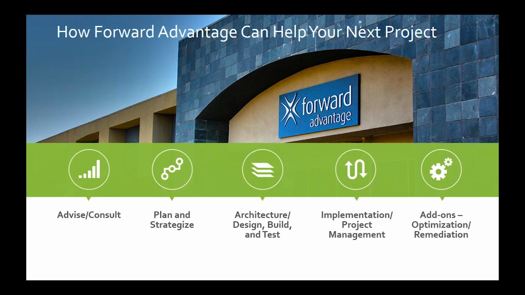So, Forward Advantage, how we can help you with that.